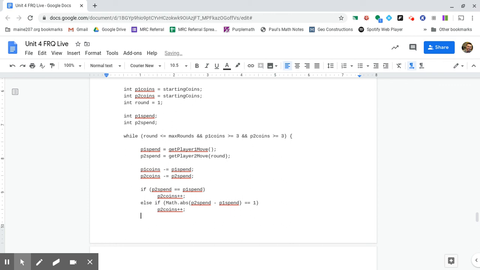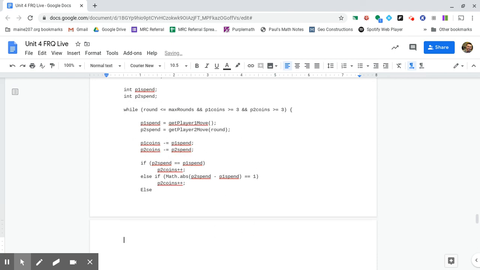I'm not going to mess around with any more absolute value. I'm just going to say any other situation, what do I do? Anything else? Anything else, I'm going to add 2 to player 1's coins. So I'm going to do plus equals 2. All right. And I hope that kind of makes sense.